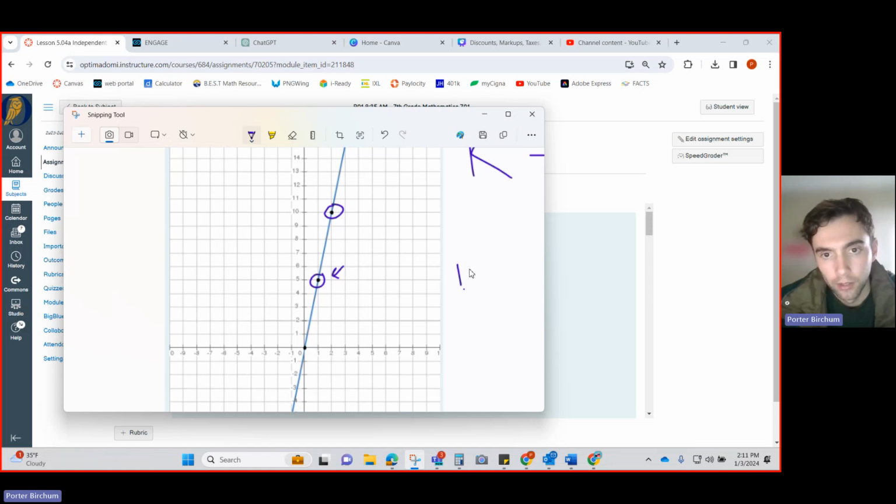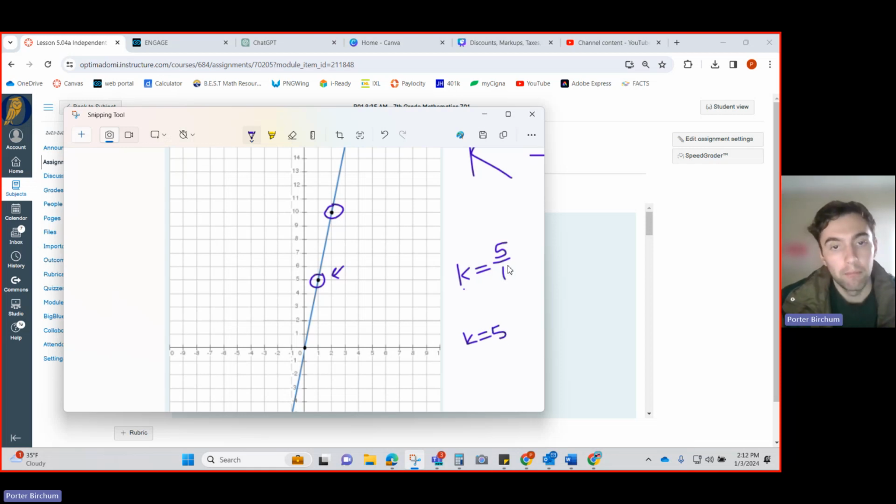Nice, we go up 5. So the y value is 5. How far over do we go for this first dot? 1. So 5 divided by 1. Yep, that's 5. So k is 5.